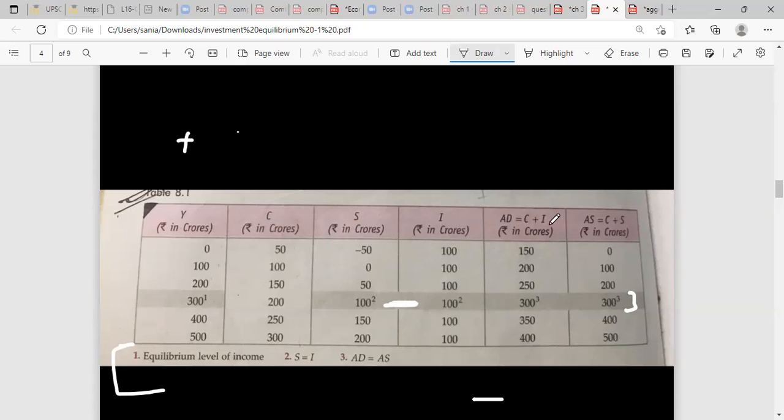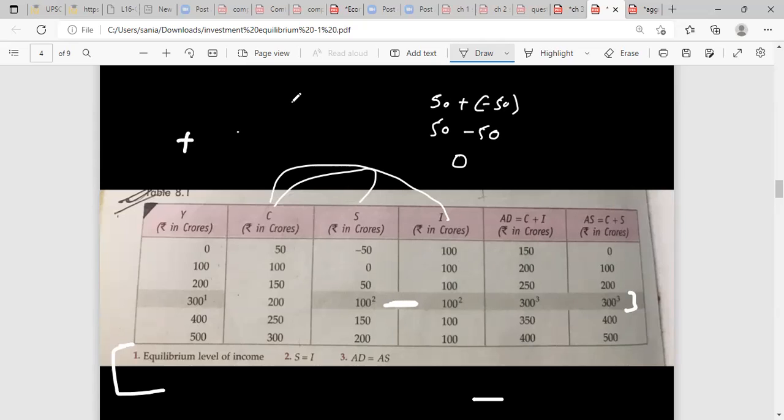Okay, so AD, you know how you find out AD? C plus I. So C and I: 50 plus 100, 150. 100 plus 100, 200. 150 plus 100, 250. Like this. And AS, you get C plus S. So C and S: this is 50 and minus 50, so your answer is 0. Then 100 and 0, so the answer is 100. 150 and 50, 200. 200 and 100, 300, like this.